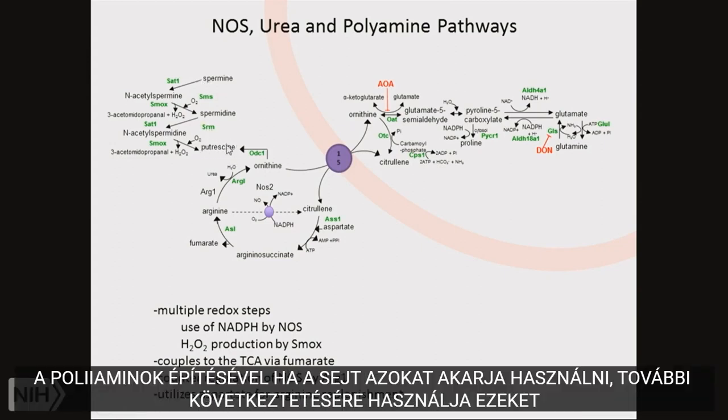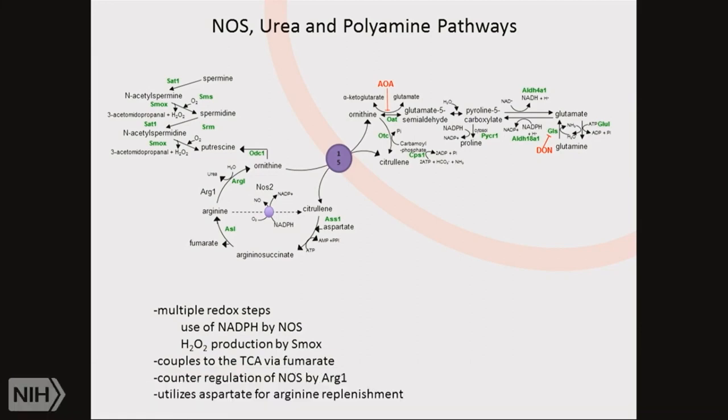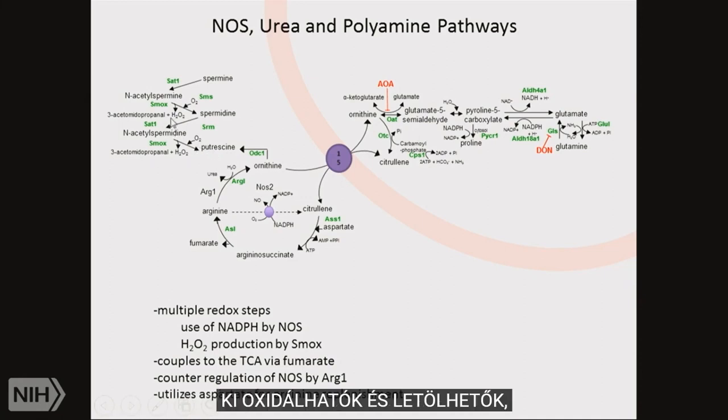So these are literally kind of a 1-mer, a 2-mer, and a 3-mer of the polyamine units as you build them. If the cell wants to use those, it will use those for proliferation, among other things. If it doesn't, those can be oxidized out by the polyamine oxidases, and they can be pushed back down toward putrescine. And in that process, they generate hydrogen peroxide. So there's a redox cost for that.